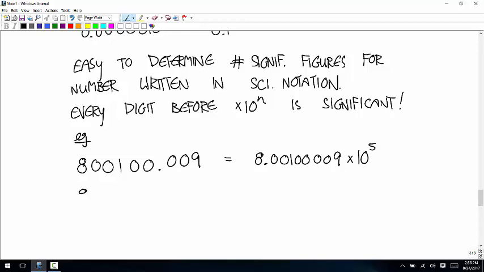Whereas this 8000000, yeah, I mean, I suppose you could write this in scientific notation as 8, no decimal point, times 10 to the 5. And this clearly has just one significant figure.